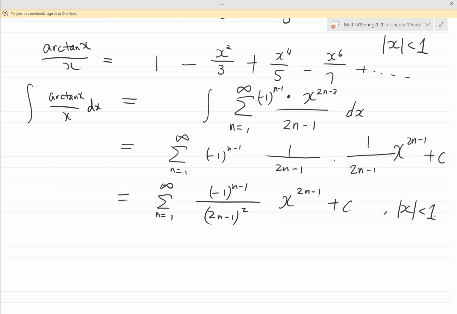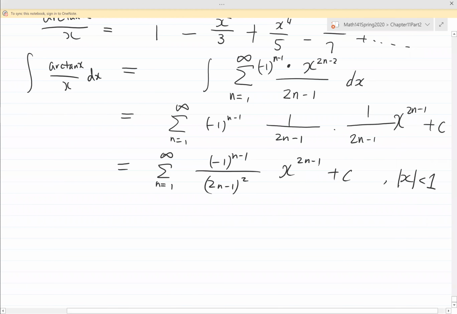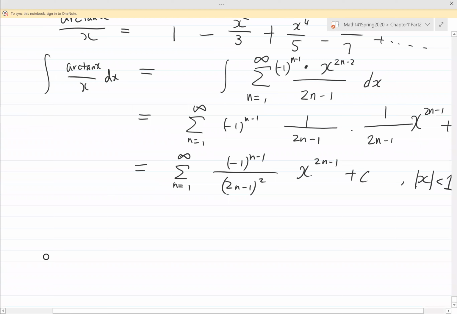All right. Let's see more examples. Try to transform certain functions in terms of power series.